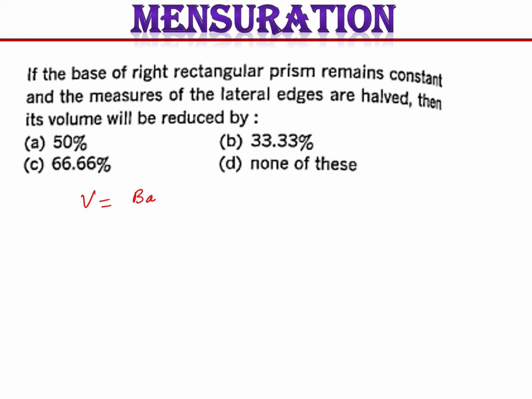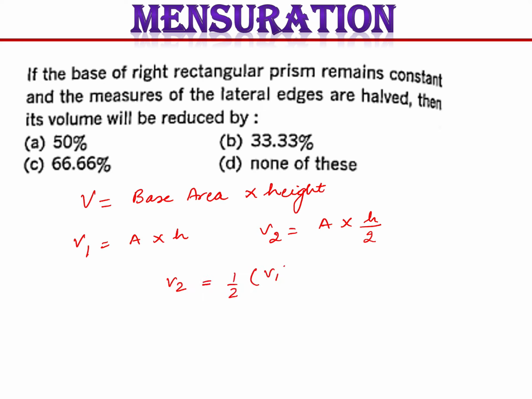Volume is base area into height. Now what is happening? The lateral edges are halved. So base area is say A into H. And next the volume changes to A into H by 2. So V2 can be written as 1 by 2 of V1. So that means V2 by V1 is equal to 1 by 2, which means the volume reduces by 50%. Right? So volume reduces by 50% if the lateral edges are halved.